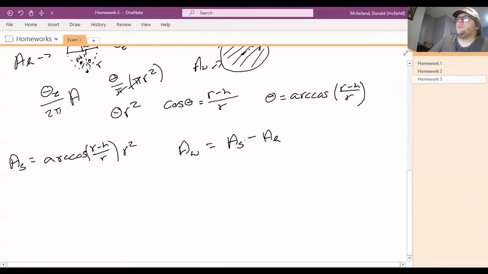Or no, I mean, my bad. Total area minus AH. To get AH, we're going to take the sectional area and subtract the area underneath, so the triangle. So we go back to our shape.